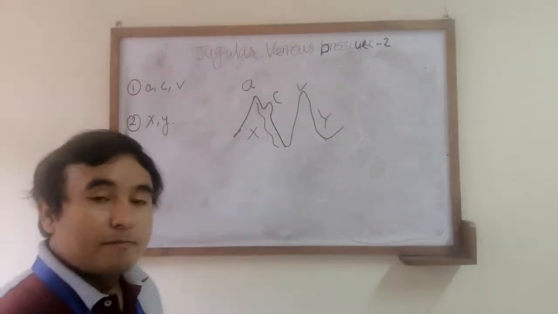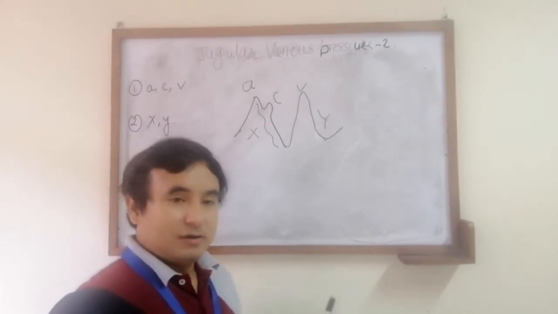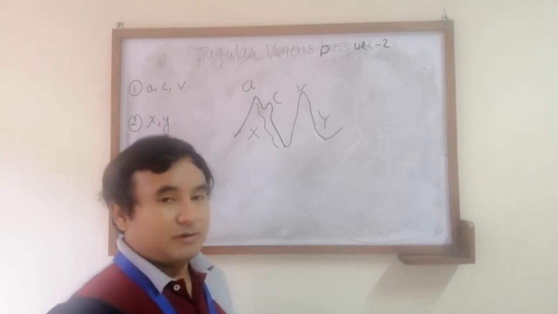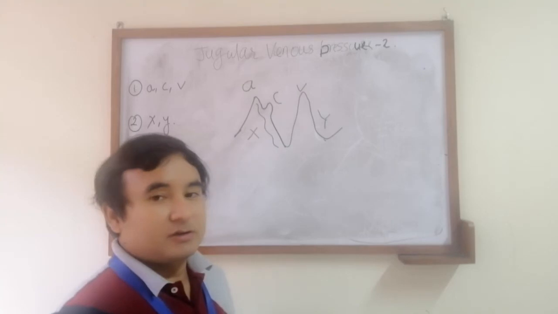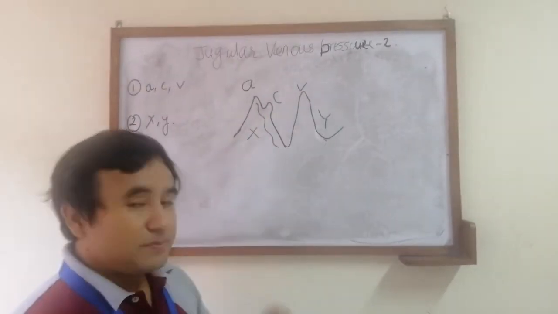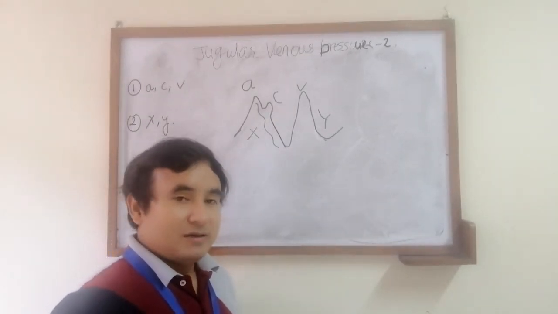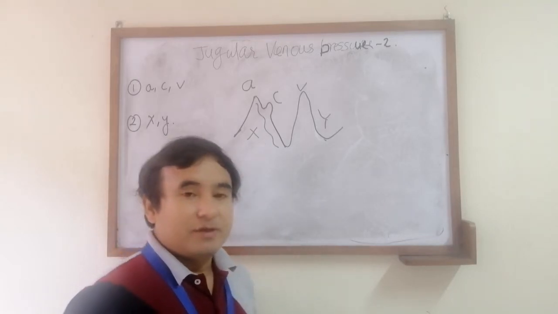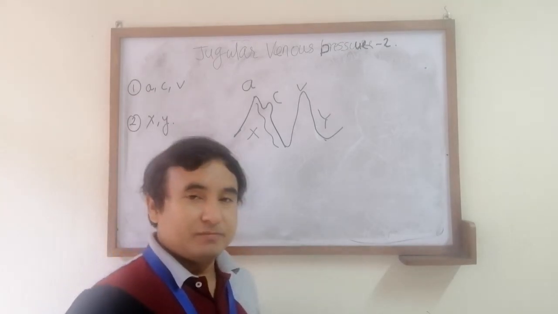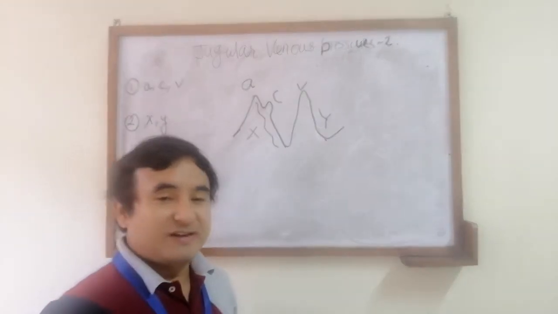The A wave is formed because of atrial contraction. When the atrium contracts, it increases the intra-atrial pressure, and that pressure is transmitted to the internal jugular vein. That's why we see the A wave. The C wave is because of ventricular contraction. When the ventricle is contracting, it exerts pressure on the tricuspid valve, so that the tricuspid valve bulges towards the right atrium, and that increases the right atrial pressure. So that's why we see the small positive deflection.